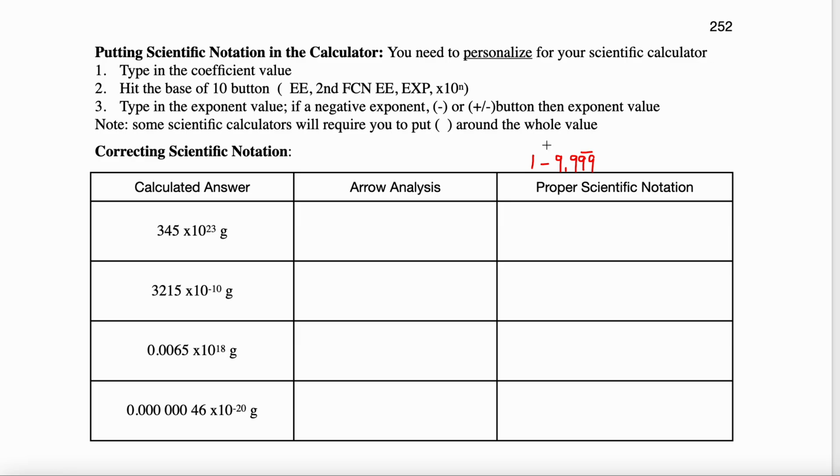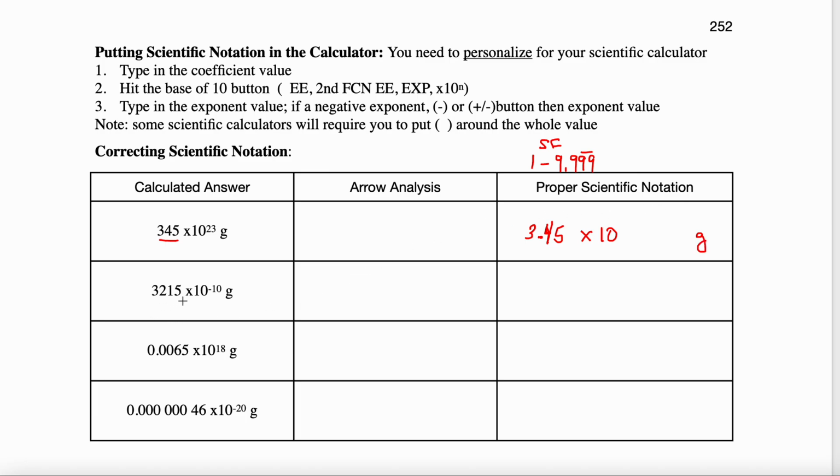The other thing to keep in mind is that the coefficient contains our sig figs. So when I look at this coefficient 345, all those digits are significant, so all of them need to show up in the coefficient. So my coefficient would be 3.45. 3.45 fits within the desired range, and it still has the same sig figs. Then I'm going to put times 10, and I'm going to worry about the new exponent in a little bit, and it's still in a unit of grams.